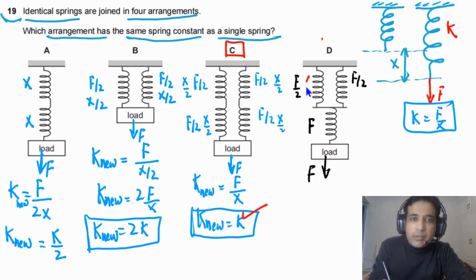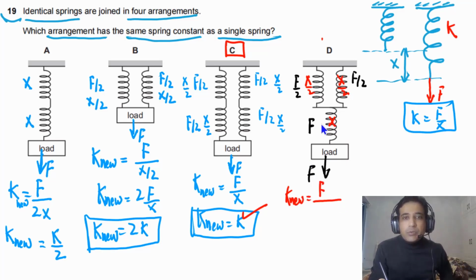Extension in this spring will be X. So we can find out the value of K new. K new will be equal to the total force divided by total extension. In this case, total extension we have X plus X by 2, so it means this is 3X by 2. Or simply we can say this will be equal to 2F divided by 3X.